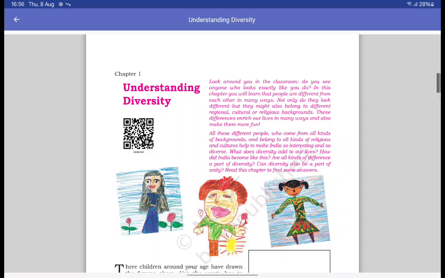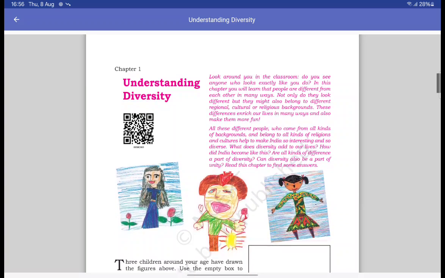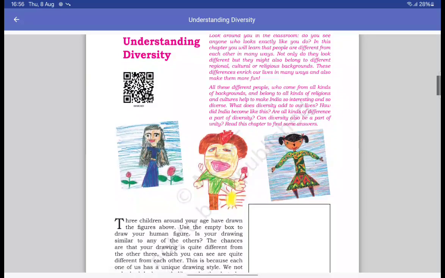But now let's start with another new subject, which is political science. This is again from class 6, and we'll be covering actually two chapters in this, since the first chapter doesn't have much to do. So we'll just take two chapters directly in here. So first is understanding diversity.